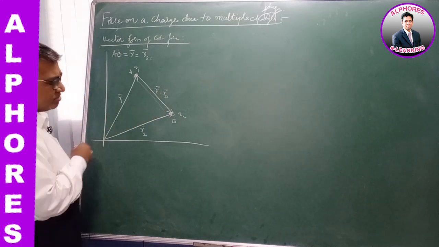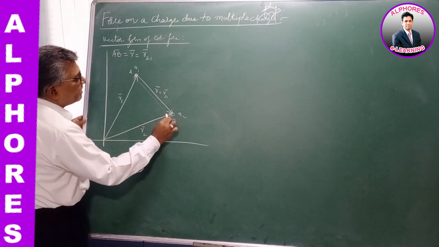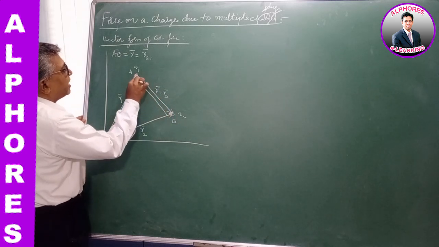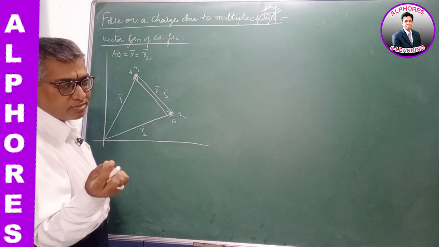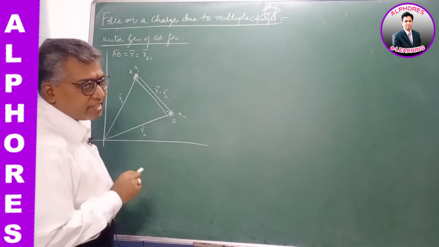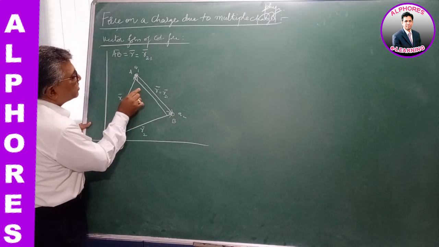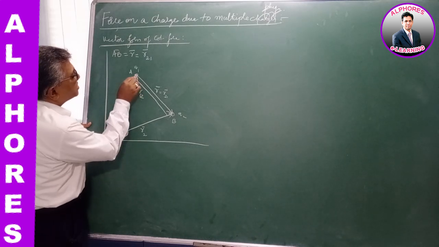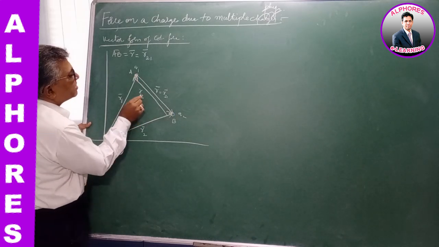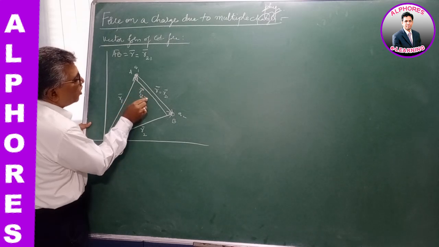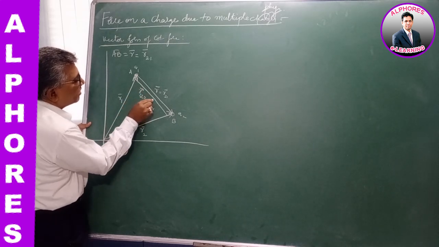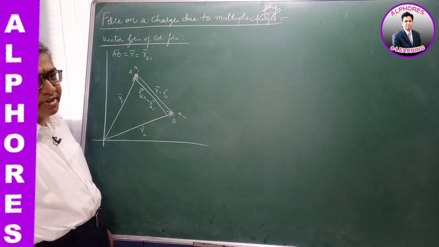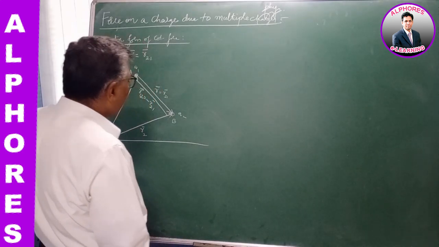It is our convention. And the vector representing from B to A, the other direction, is the opposite vector. A vector with same magnitude but opposite direction is a negative vector. So this is R12 bar, from the second charge to the first charge, and this is opposite of R21 bar. Both are equal and opposite, negative vectors.